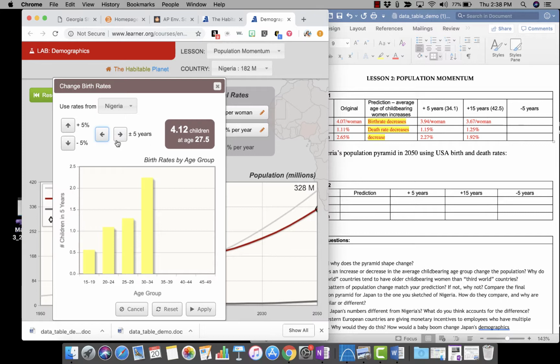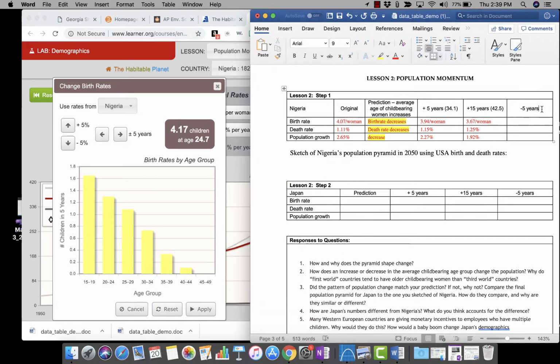So now we're going to go minus 5 years. Okay, so what was it at first? Like 29.2. Okay, let's go down 5, so 24.7. And let's see what happens here.